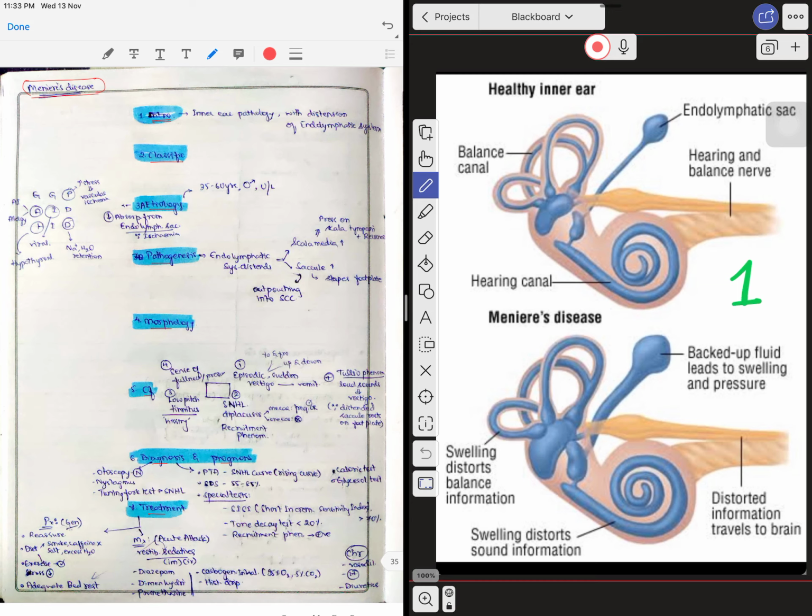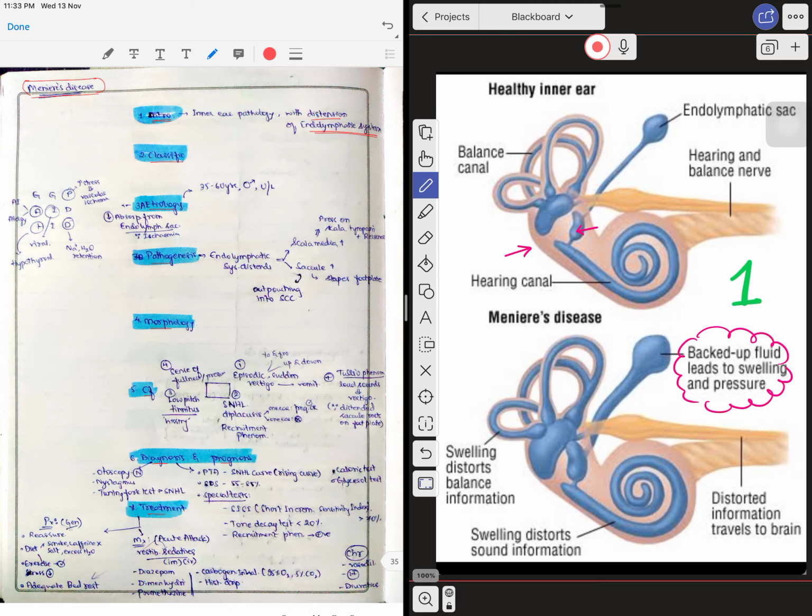We'll study the definition of Meniere's disease. Meniere's disease is an inner ear pathology. It involves the inner ear, where there is distension of the endolymphatic system, as a result of which the endolymphatic sac and all the places where the endolymph is present get distended.